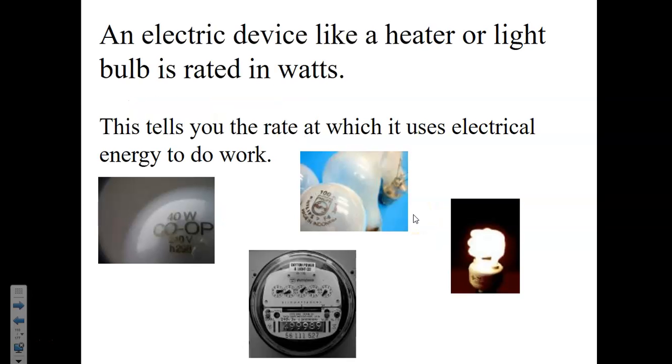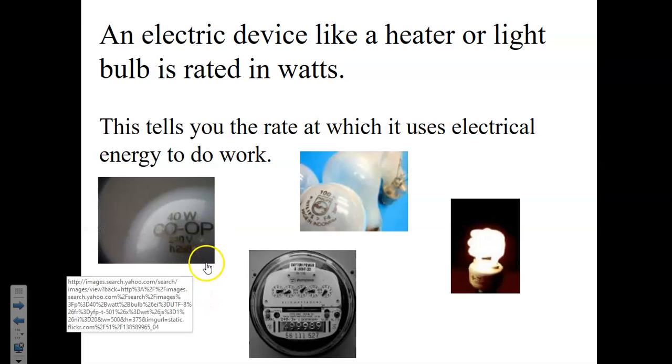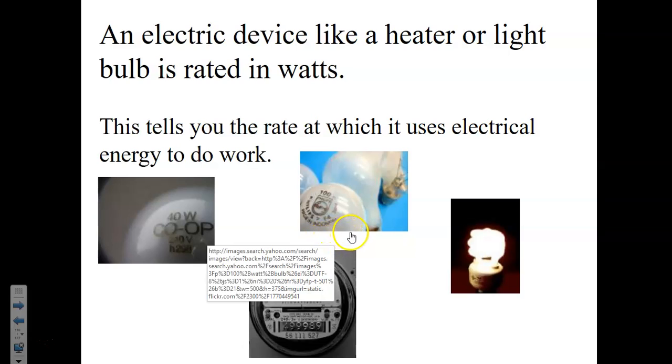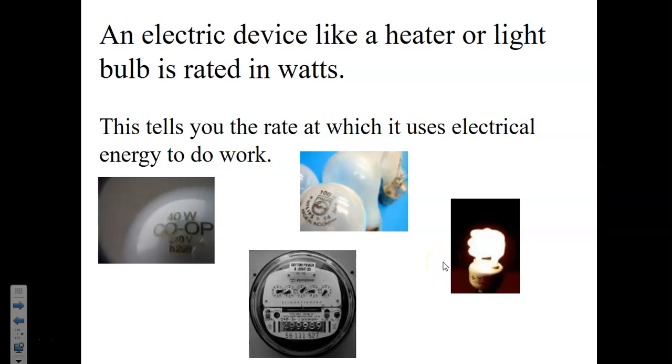So you should be familiar with the term watt as in light bulbs. A 40-watt light bulb, at least an old school 40-watt light bulb, used 40 joules of energy per second. And a 100-watt light bulb was brighter because it used 100 joules of energy per second. Compact fluorescent lights and LED lights use much less of a power requirement to produce the same amount of light. Sometimes they're still rated in watts, like 40 watts or 100 watts, but they actually don't use that amount of energy.